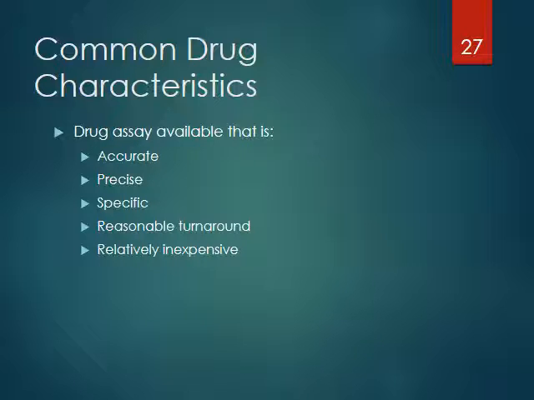The other things you want to make sure is that the drug assay that you're going to be using should be accurate, should be pretty precise and specific, and you should have a reasonable turnaround time. If it takes, say, 4 to 5 days for a level to come back, it may not be clinically useful, especially if you're dealing with a patient who you may suspect to be either toxic or subtherapeutic. And then hopefully it's going to be relatively inexpensive. Not always the case, and certainly you can get a level for any drug, but the ones we use pretty commonly hopefully will be relatively inexpensive.